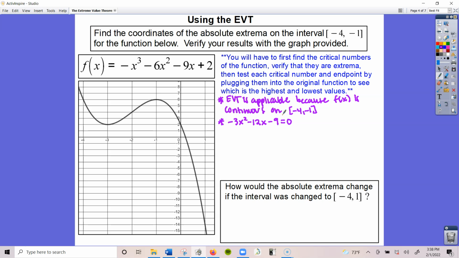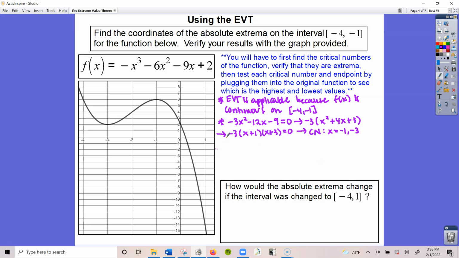So now we're going to make it equal to 0, which we did, and factor. Each of these terms, I can factor out a negative 3, which would give me positive x squared plus 4x plus 3. This can then be further factored to be negative 3, x plus 1, x plus 3. And so, therefore, my critical numbers are going to be x is equal to negative 1 and negative 3.